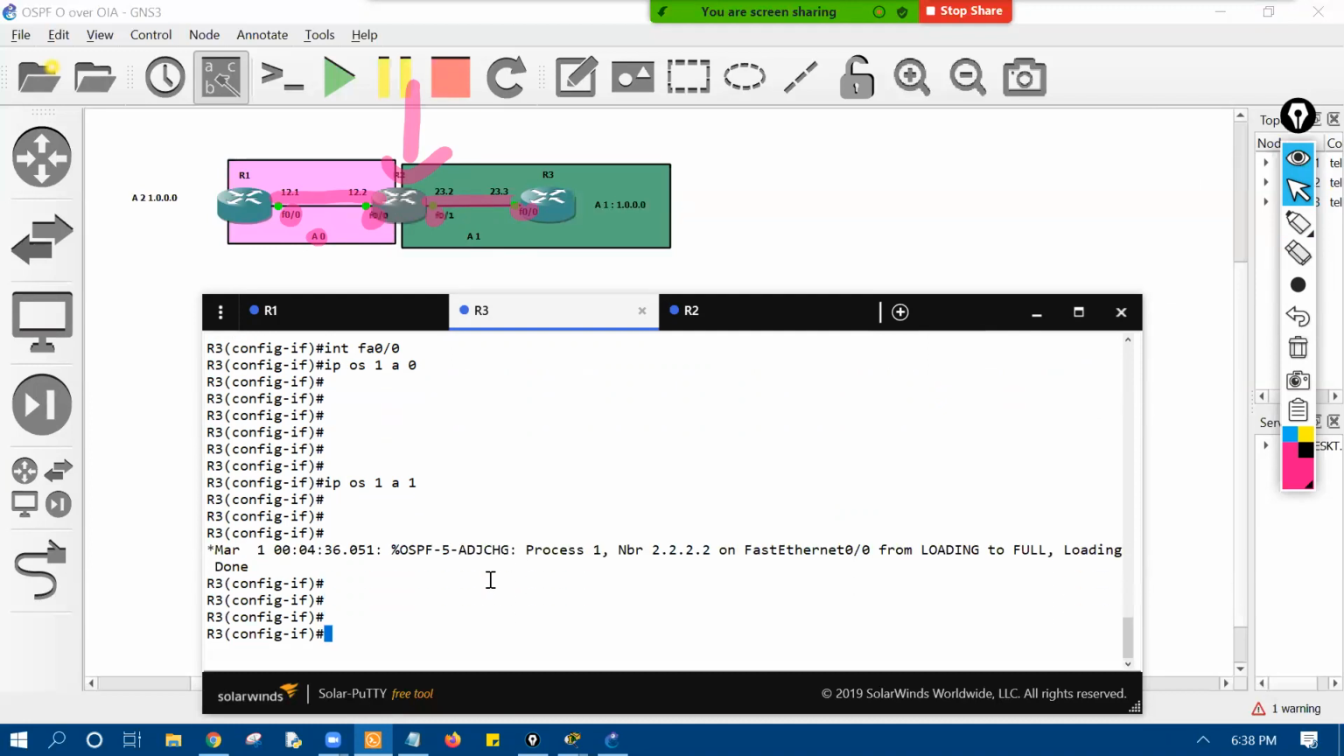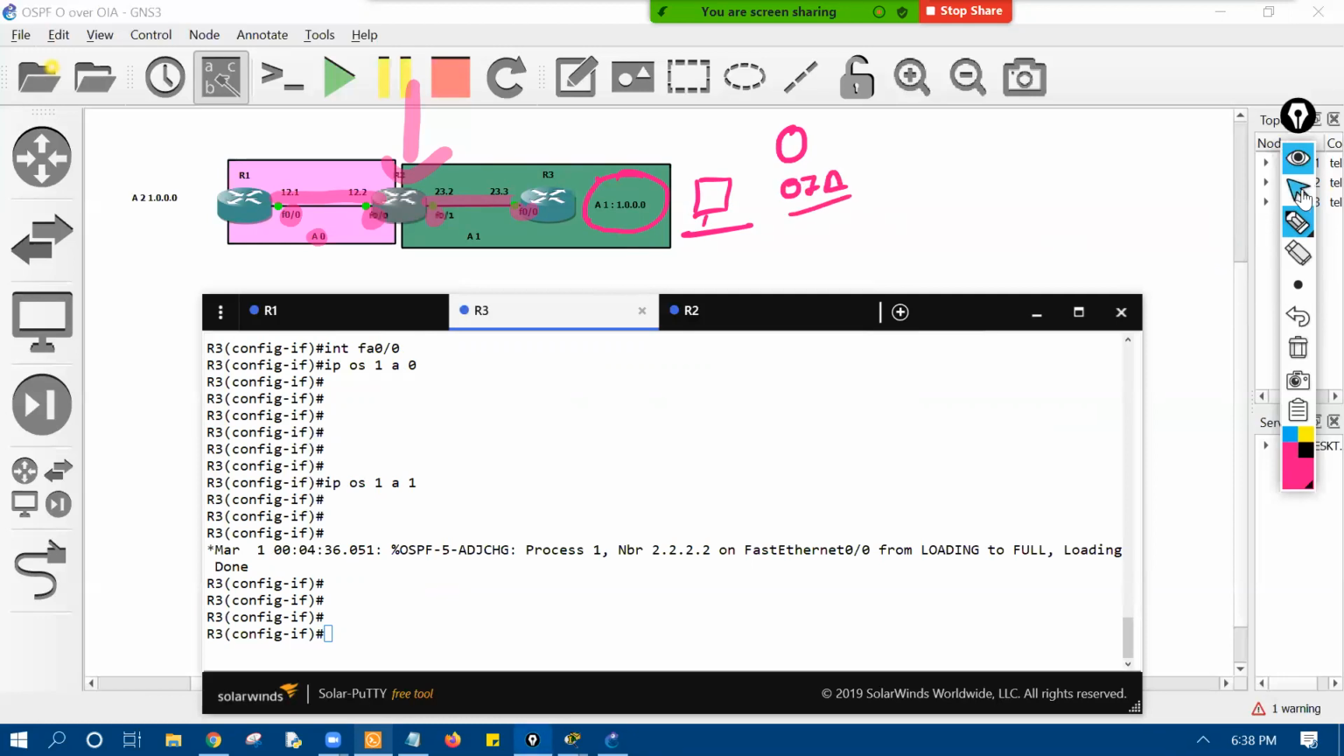Done, right? What I can do over there, try to understand. Tell me one thing. If I'm going to advertise this loopback address, a host address, we can say that this is the host 1, into area 1, which route will R3 generate? Is it the O route or the OI route?